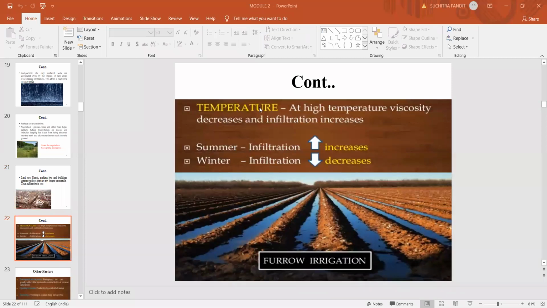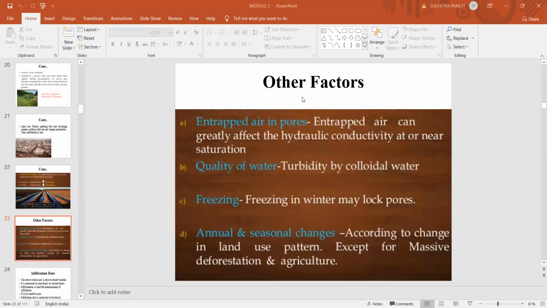And also the temperature. Temperature plays a very important role. At high temperature, viscosity of the fluid decreases and the infiltration increases. And it is vice versa. In the winter months, the rate of infiltration will be less. And these are the other factors which affect the rate of infiltration.